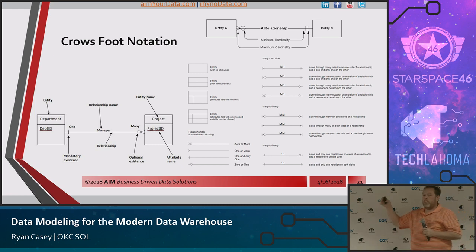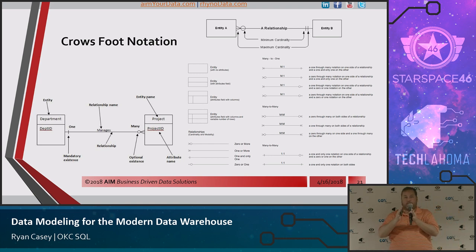In college, I was always trained on crow's foot notation, but there are others like Chen and some others, though this is the one I've always used and seen used. The cardinality just tells us, the 0 is 0 and the bar is 1. So if you saw a bar and a 0, it's telling you it must have 1, but it could have none, right? If you saw 2 bars, it would mean it must have 1 and only 1, right?